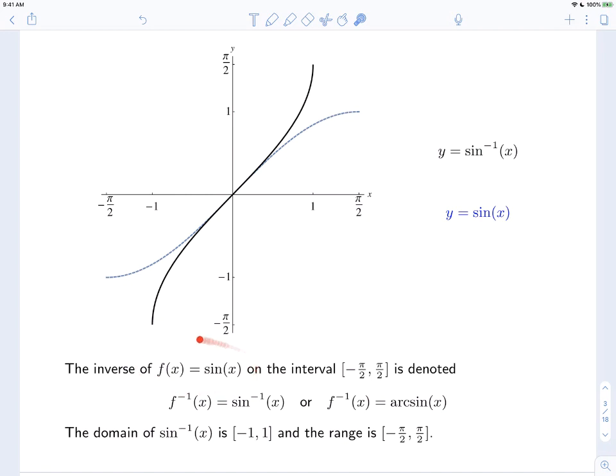Our original function sine of x is restricted to this domain. Therefore, the range of the inverse is that same interval. Furthermore, the range of sine is the interval from minus 1 to 1. So the domain of the inverse is the interval from minus 1 to 1. Restricting the domain the way that we did allowed us to take a periodic function, which is not one-to-one, and restrict the domain to a much smaller interval where the function was one-to-one. And in this way, we were able to find an inverse for sine. We can do that for cosine as well.